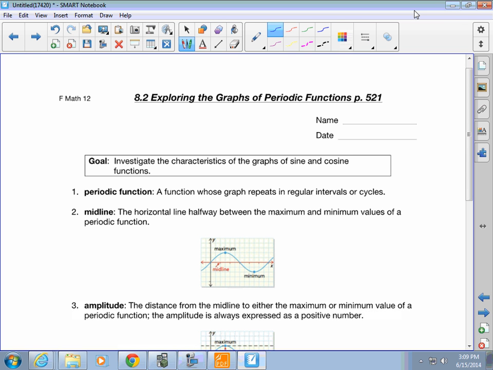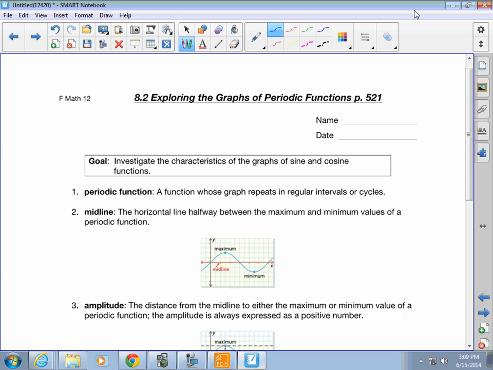Okay, the second part of 8.2 here is exploring the graphs of periodic functions. So the first part there I just reviewed the basic parts of sine and cos graphs, just to show you what the shapes of them look like, what their starting points are at key points. And those key points were like 0, 30, 60, 90, and then doing the reference angle measures for each of those up to 360 degrees or 2 pi.